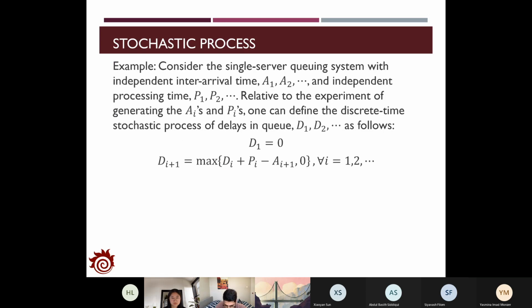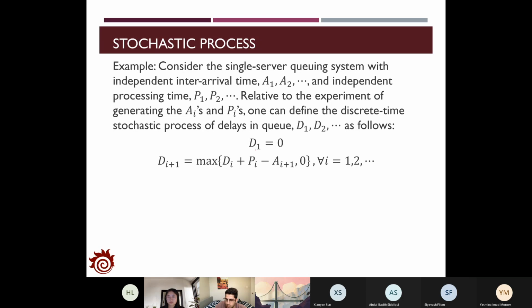Here we can see one example. Consider a single server queuing system with independent arrival times and independent processing times. The arrival times are A1, A2, A3, A4. The processing times are P1, P2, P3, and P4. With that, we have a set of the variables Ai and Pi. Then we can define a discrete time stochastic process for the delay in the queue: what's the actual time we need to wait for the request to be solved?